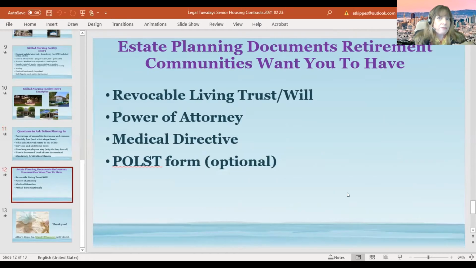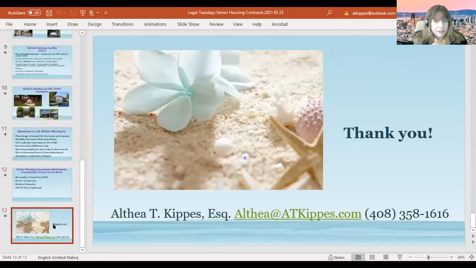Anyway, I want to tie it back to the estate planning documents that these places will require: your trust or will, power of attorney for financial services, medical directive, and there's another form called a POLST, which is completely optional. You fill it out with your doctor. So anyway, thank you. Sorry, I went over a little bit on my time, and I will stop screen sharing now.